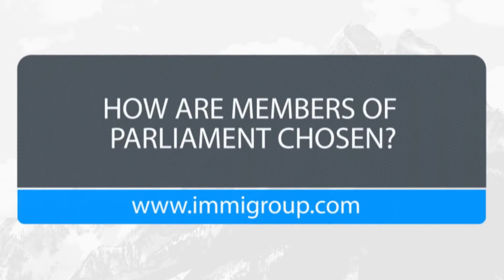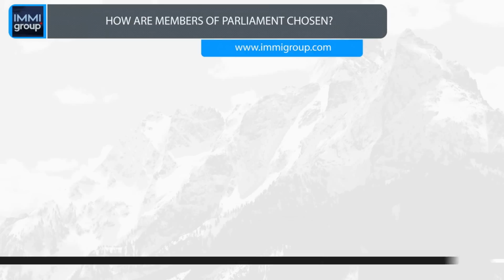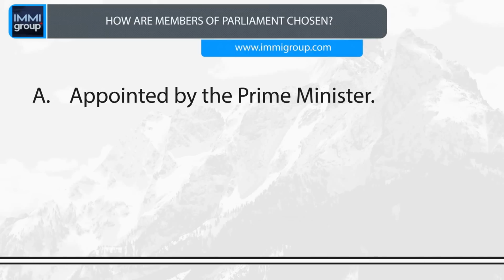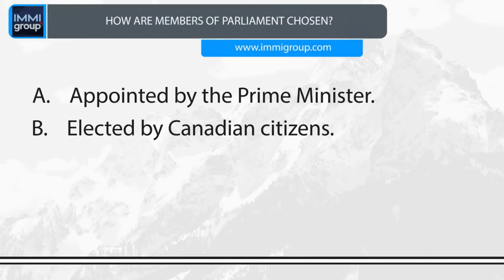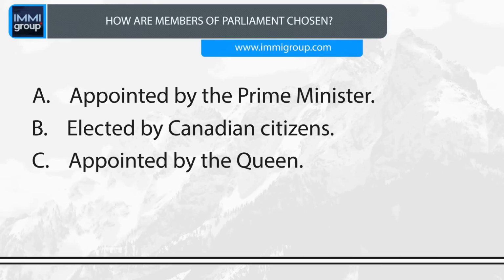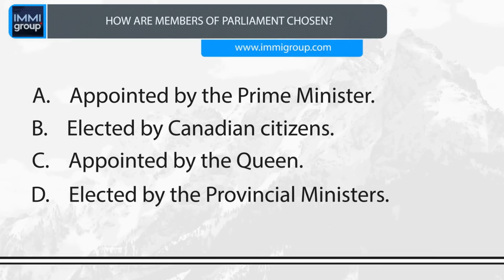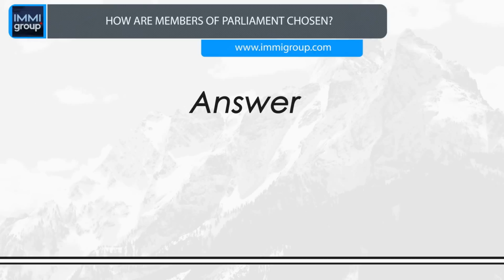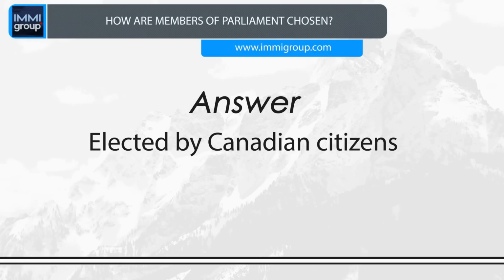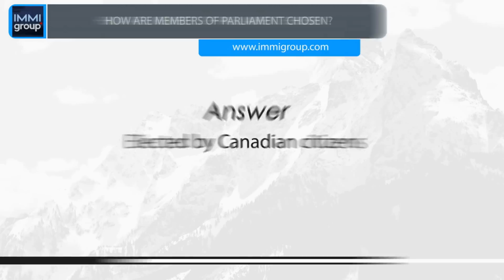How are members of Parliament chosen? A. Appointed by the Prime Minister. B. Elected by Canadian citizens. C. Appointed by the Queen. D. Elected by the provincial ministers. Answer: elected by Canadian citizens.